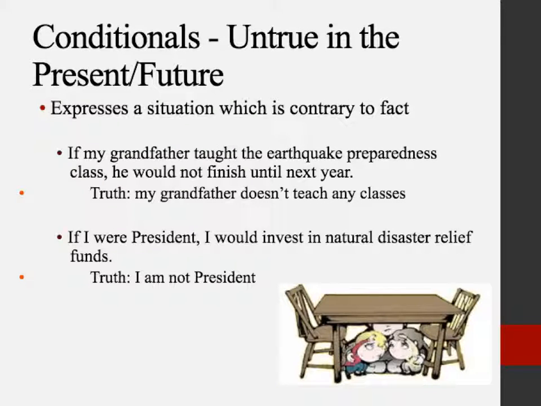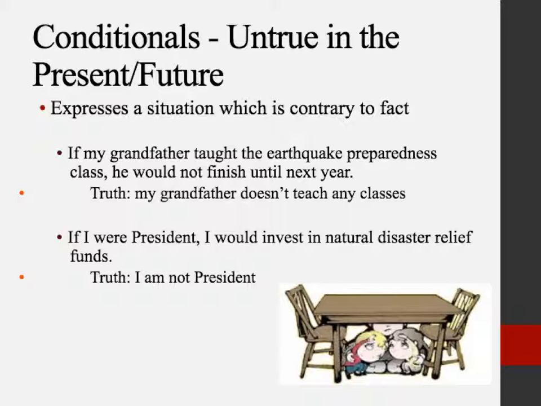The second type of conditional sentence we will discuss is a conditional that expresses an untrue situation. In order to properly express the untrue statement in the present or future, the if clause needs to be in the simple past, and the main clause should have the modal would, followed by a verb in the simple form. The example sentence, if my grandfather taught the earthquake preparedness class, he would not finish until next year, expresses an untrue situation, since my grandfather does not teach any classes.